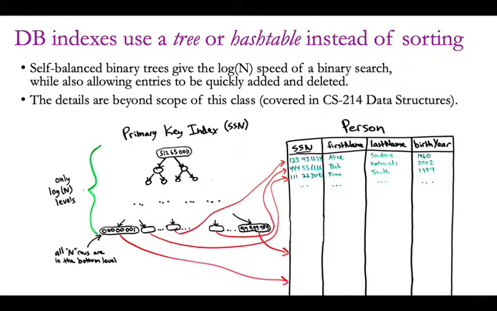And we're not really going to go into the details of how to build these data structures. That's what classes called data structures are for. So CS 214 covers these things in detail, and it gets pretty complicated.